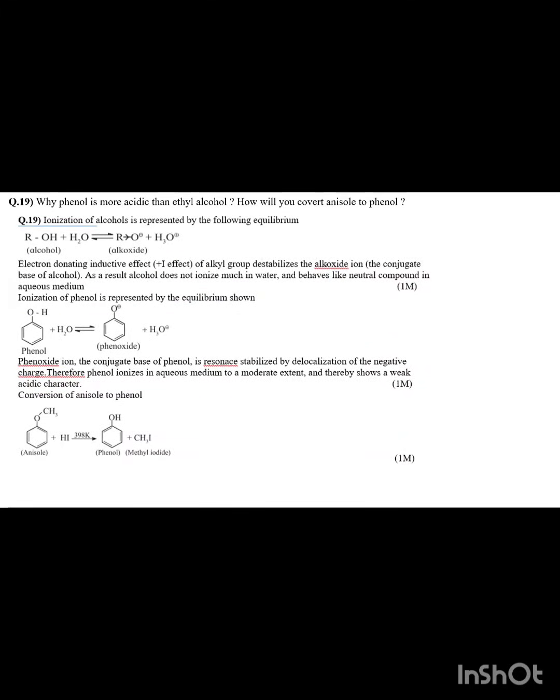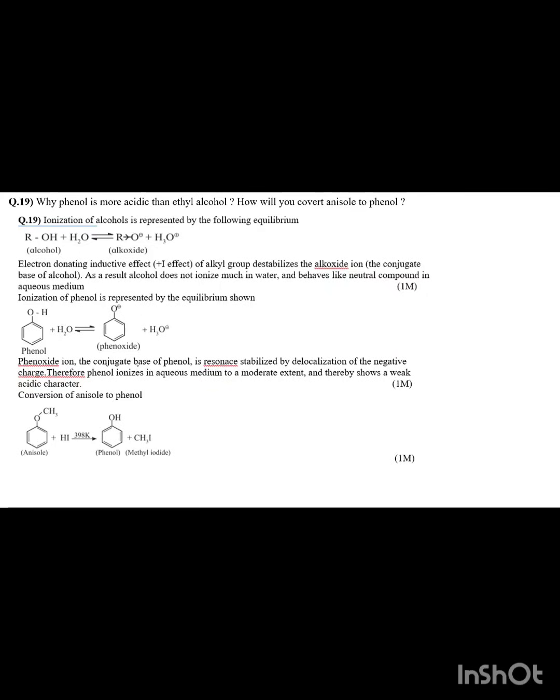You can write for preparation of methyl chloride, nitromethane or nitroethane, like this one. Question number 19. Why is phenol more acidic than ethanol? As we got to know, both are acidic in nature, but phenol is stabilized by resonating structure after donation of H plus. Such stabilization does not occur in the case of ethanol.